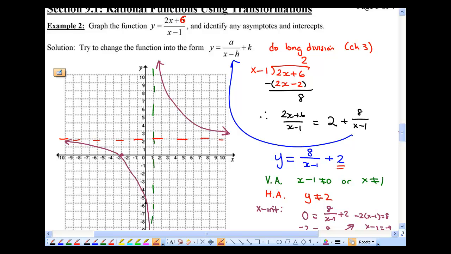If you want to be more accurate, you can plug in some numbers. If you plugged in, let's say, 3 for x, 3 minus 1 is 2, 8 divided by 2 is 4, 4 plus 2 is 6, I think. So when x is 3, y equals 6, so oops, maybe my drawing is not so accurate. So once again, all I'm doing is just plugging in x values. You can plug in other ones. If I plug in 5, what do you get? 5 minus 1 is 4, 8 divided by 4 is 2, 2 plus 2 is 4, so at x equals 5, y is 4. You get the idea. Okay, done.